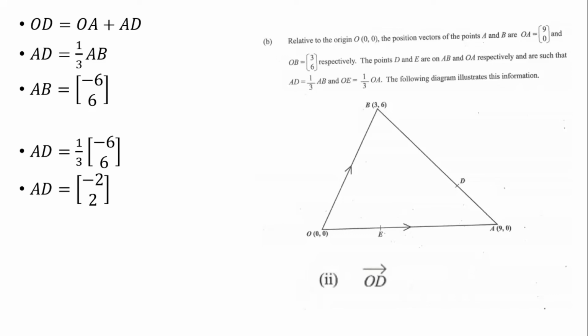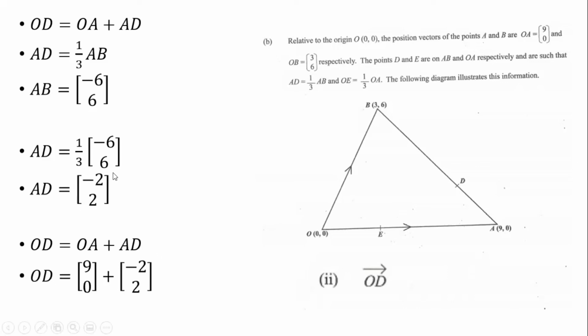Now that we know the matrix value for AD, we can go back to the original equation, because we already know OA, which was given in the question. So OD is equal to OA plus AD. We know OA is (9, 0) and we just worked out AD is (negative 2, 2). So 9 plus negative 2 gives us a positive 7, and 0 plus 2 gives us 2. Therefore, our value for OD is (7, 2), written in the form required by the question.